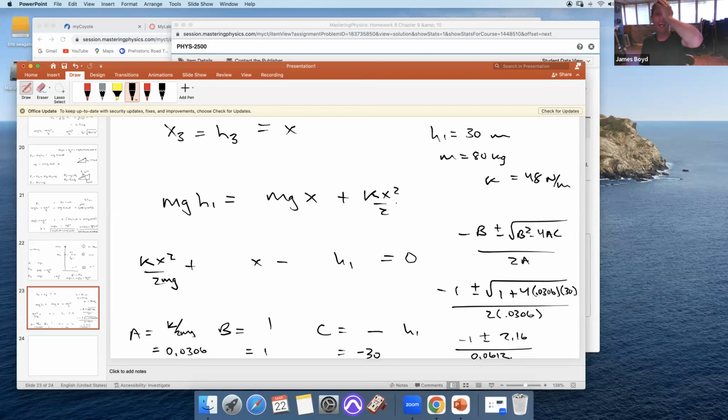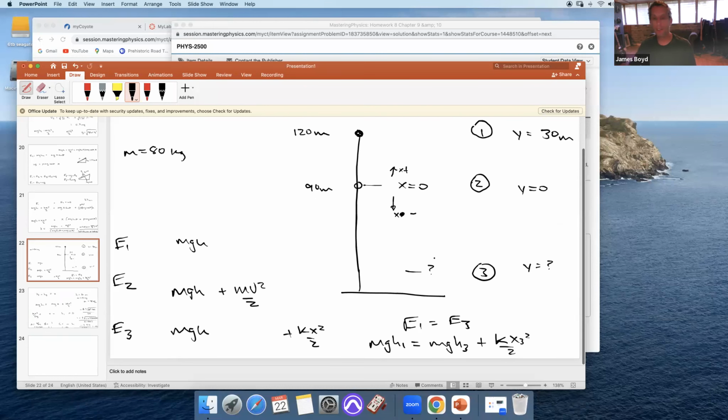But do I want positive or negative? Well, I want X to be negative. The reason why I want it to be negative is because I'm falling. So I'm going to take the negative: negative 3.16 divided by 0.0612. And I get negative 51.6 meters. All right. So coming back to here, I get negative 51.6 meters. That is where energy 3 is.